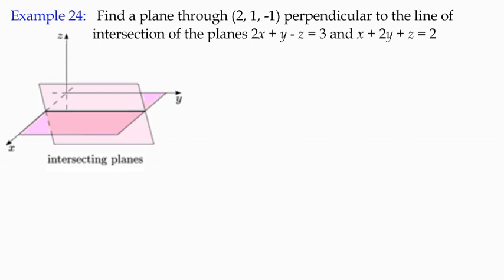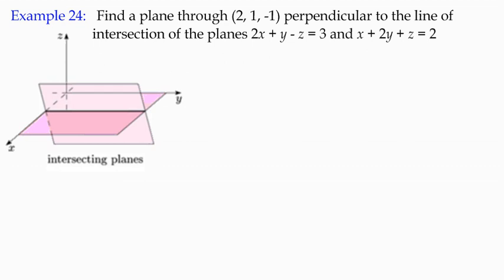A few problems involving intersections of planes. We had example 23, which was about the intersection of 3 planes. We're back to the intersection of 2, but we're throwing in the idea of trying to find the equation of a third plane. So example 24: find a plane through 2, 1, negative 1 perpendicular to the line of intersection of 2 other planes.